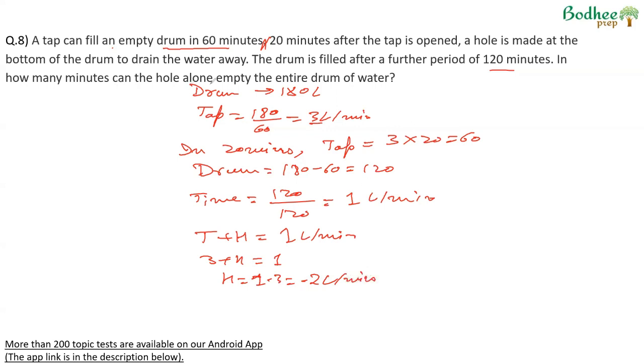In how many minutes can the hole alone empty the entire drum of water? The entire drum of water is 180 liters. The hole empties 2 liters per minute. So it can empty the entire drum in 90 minutes and that becomes the answer.